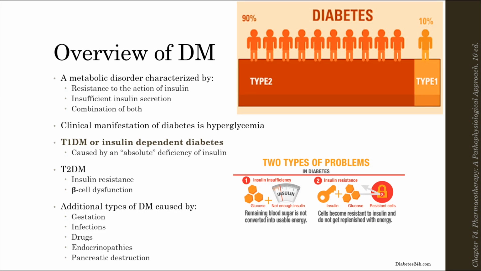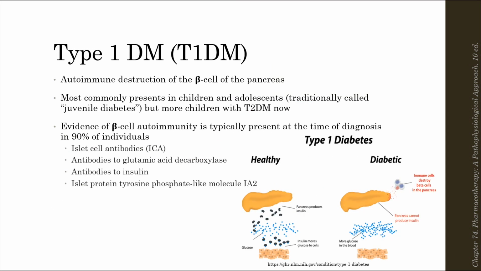Other types of diabetes, other than type 1 and type 2, include gestational diabetes, which can occur just during pregnancy, and oftentimes women are alleviated of that after the pregnancy. Infections can sometimes cause hyperglycemic states, as can medications and other endocrinopathies, so other things going on within the endocrine system. And then there is pancreatic destruction. If your pancreas is not producing or not working the way it should be, that can also lead to diabetes.